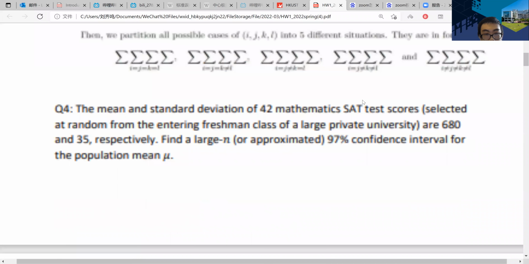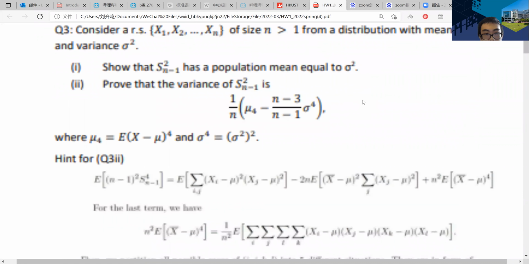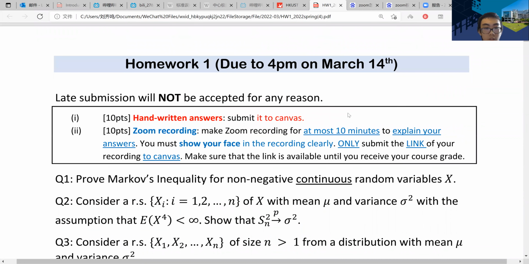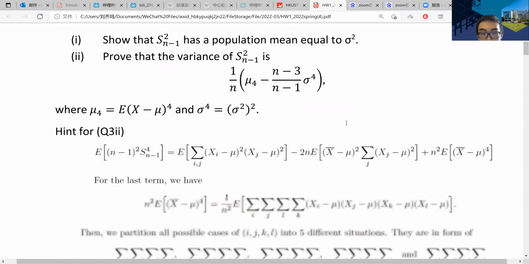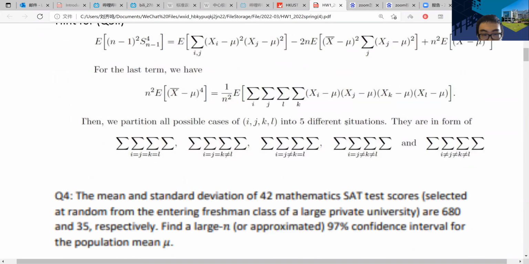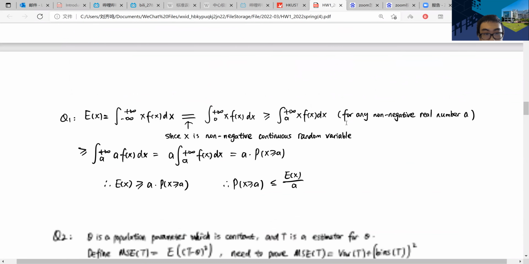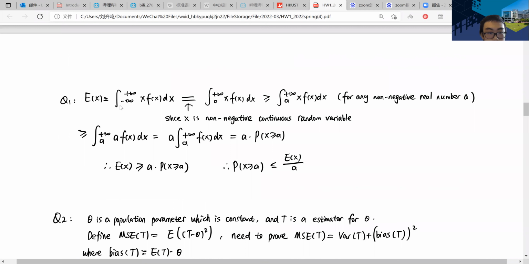So the first question led me to prove the Markov inequality for a non-negative continuous random variable. And here's my procedure for the first question. I first write EX equals the integral from minus infinity to plus infinity. Since X is non-negative, I can also integrate from 0 to plus infinity.